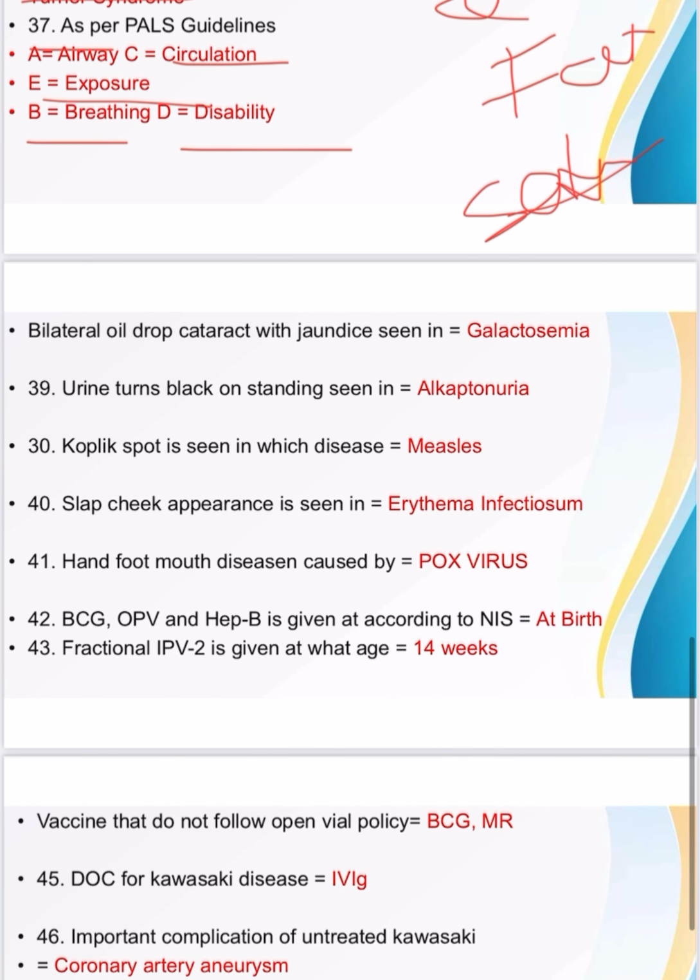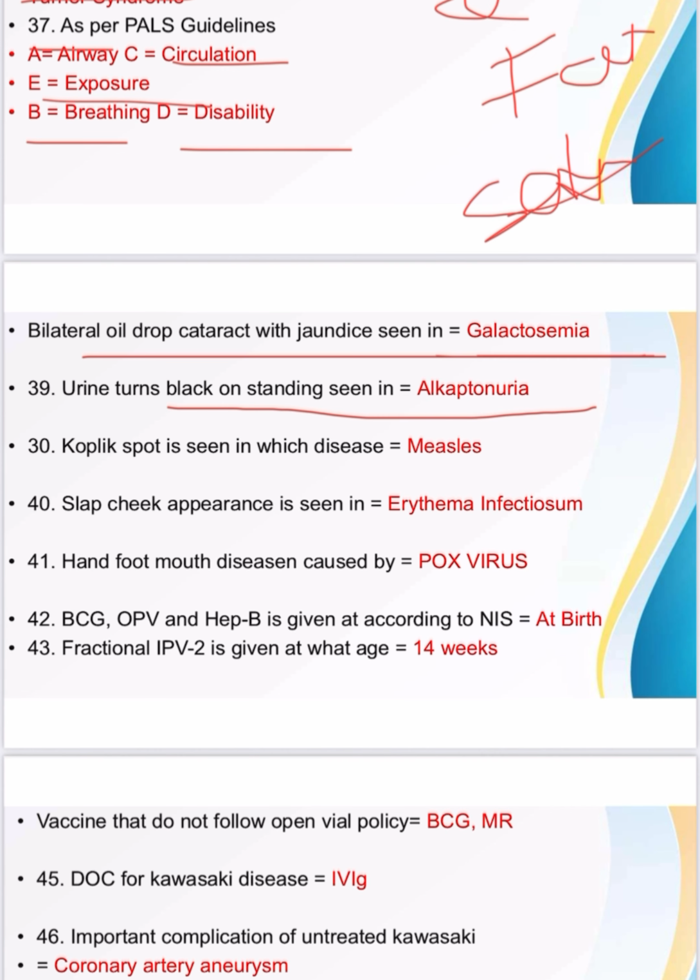Then moving forward, bilateral oil drop cataract with jaundice is seen in galactosemia, the contraindication for breastfeeding. Urine turns black on standing in alkaptonuria. Black on standing, alkaptonuria.